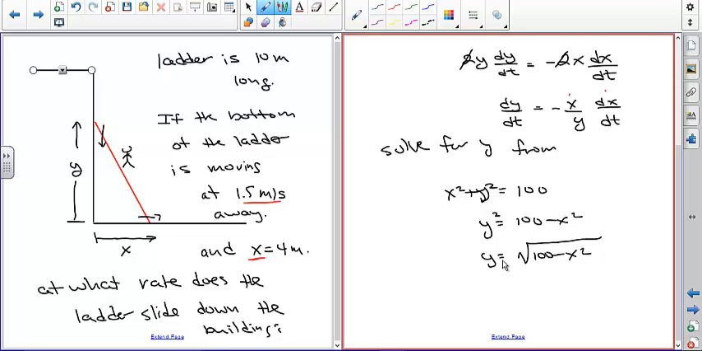And I didn't put the plus because you can't have a negative distance. Sometimes you can have plus or minus, like in physics where you have velocities that can be plus or minus, but in this case you can't have negative distances. So we'll stick the number in there. So y is equal to the square root of 100 minus 4 squared.